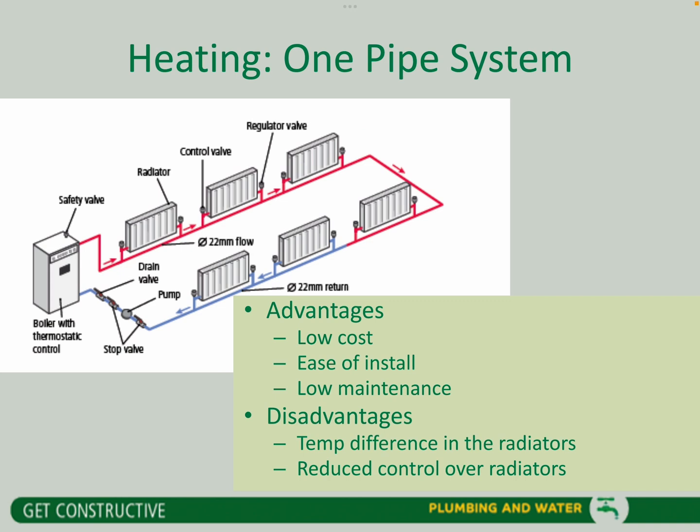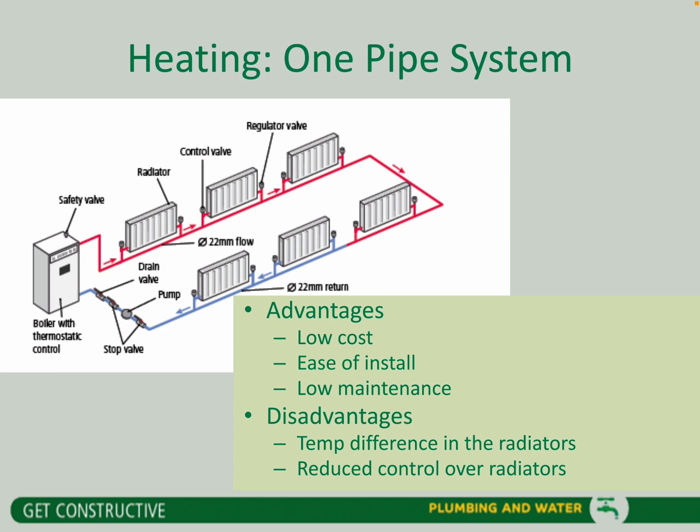Heating: you have a one pipework and you have a two pipework system. One pipework has been phased out over the last number of years, and generally speaking, we'll only be looking at two pipework for future buildings. That's because of the advantages and disadvantages of each. Generally speaking, one pipework is used in older houses. You have advantages such as very low cost, ease of installation and low maintenance. However, you have the disadvantages of temperature difference in the radiators and reduced control over the radiators.